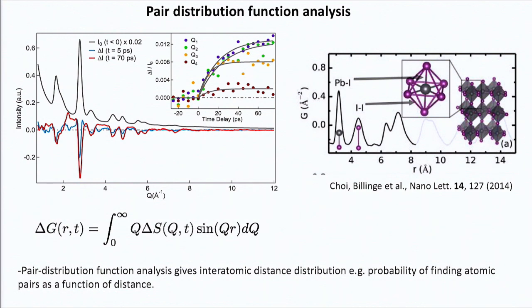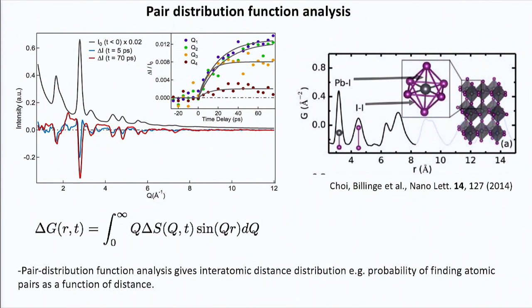So to understand what's happening, I'm first going to show you what the static pair distribution function looks like. That's over here. Essentially, you have a peak, for example, right around 3 angstroms. This corresponds to the distance from the central lead atom to one of the neighboring iodine atoms within this inorganic octahedra.